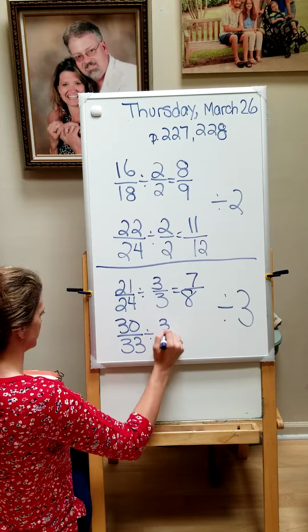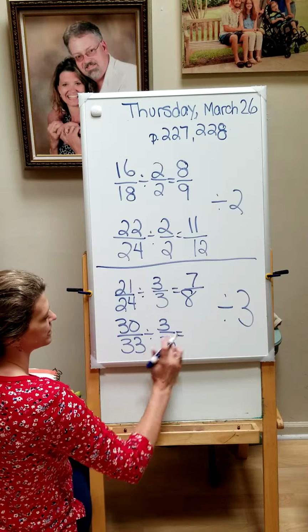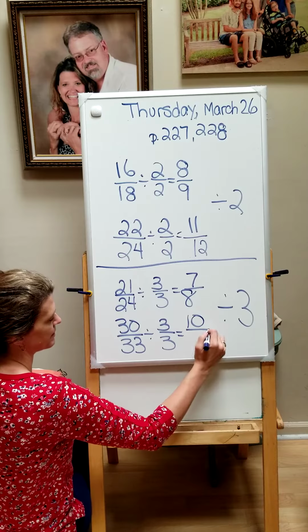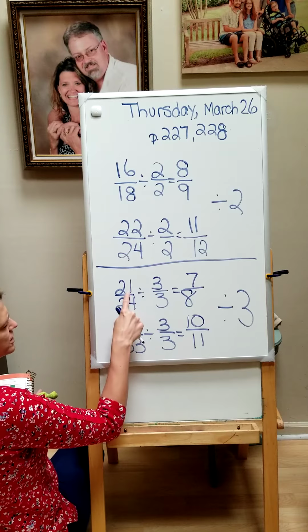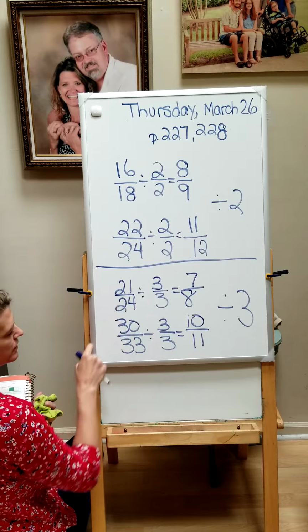Last one, 30/33 divided by 3 on top and 3 on bottom. 30 divided by 3 is what? 10. 33 divided by 3 is what? 11.